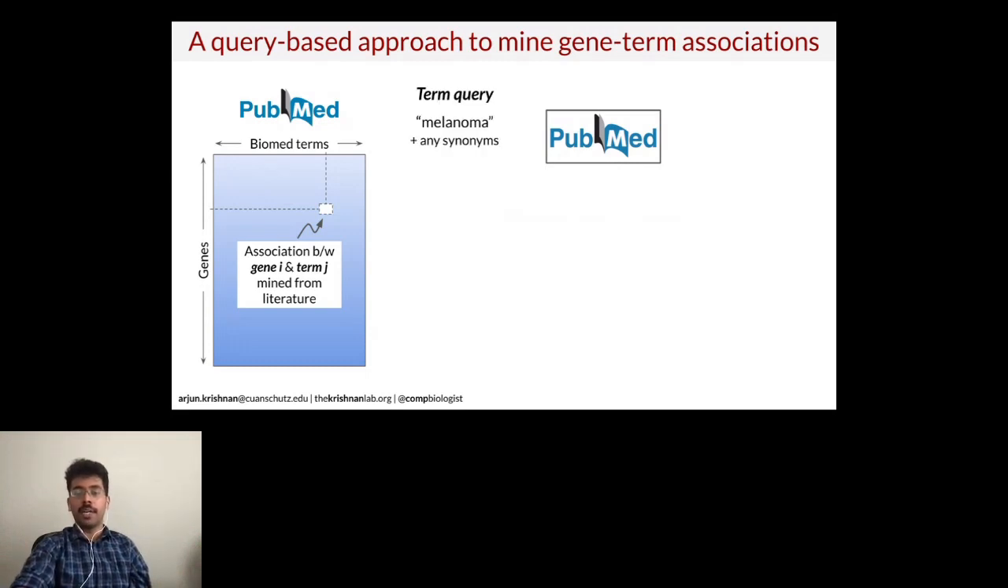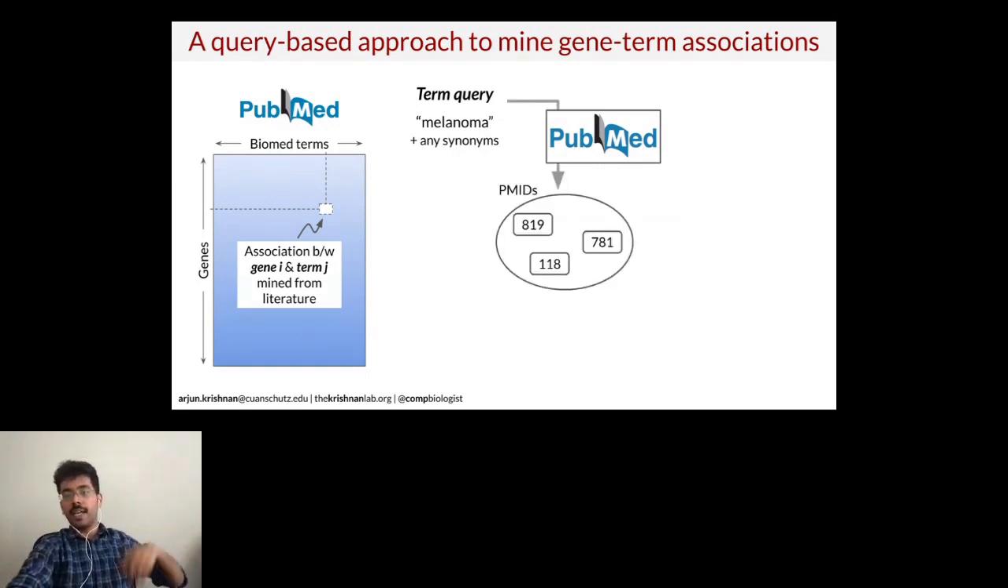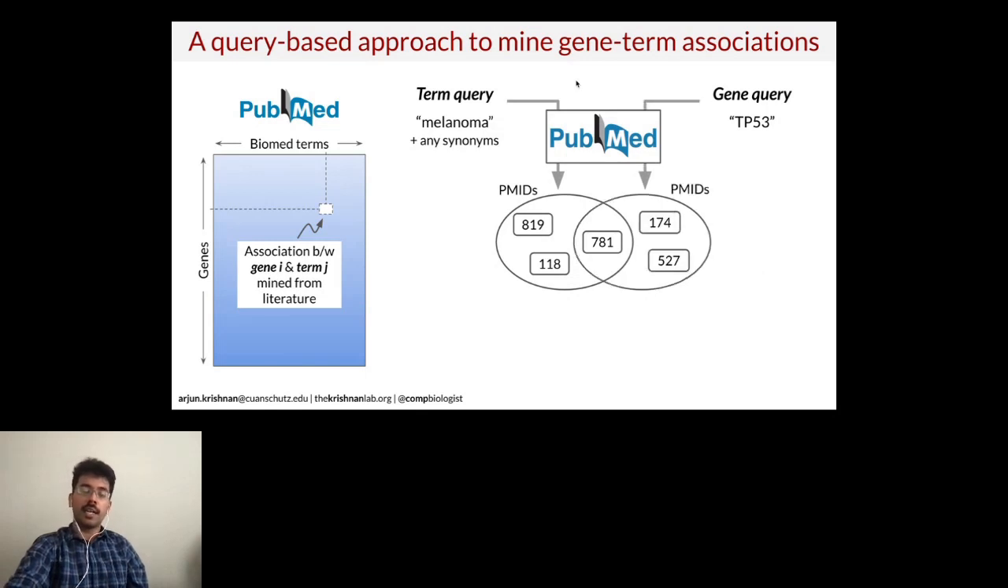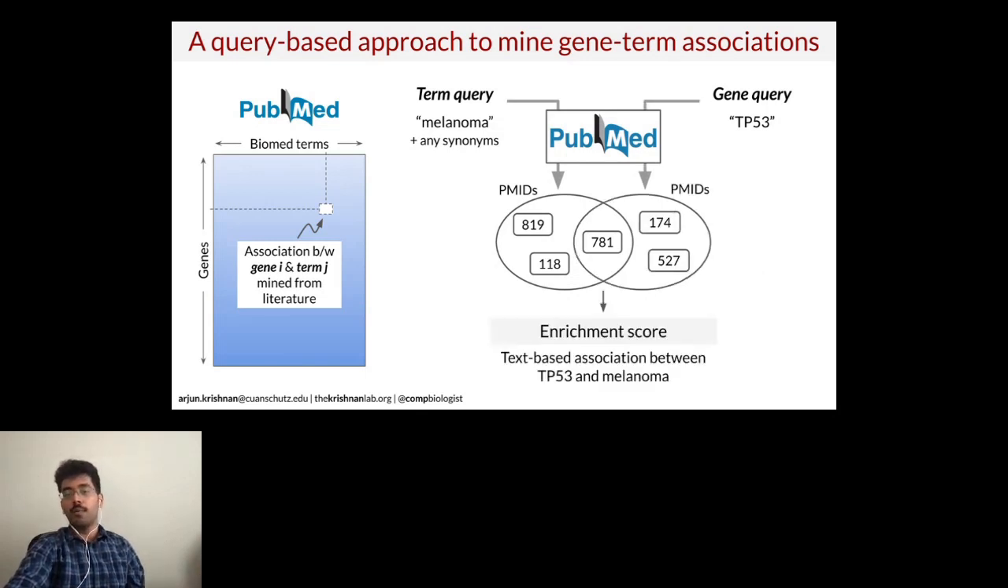For instance, what I mean by a term is, if the term we are interested in is melanoma, we'll say melanoma and all of its synonyms: term melanoma or synonym one or synonym two and so on. Search PubMed and get results. You will get a list of PubMed IDs that PubMed says are a match, right? You can do the same for a gene of interest. Then you get another list of PubMed IDs, and you simply ask what the overlap is between these two sets. Then you can turn this into an enrichment score. If you are interested, I can talk to you more about what this score exactly is. And this is simply the association.